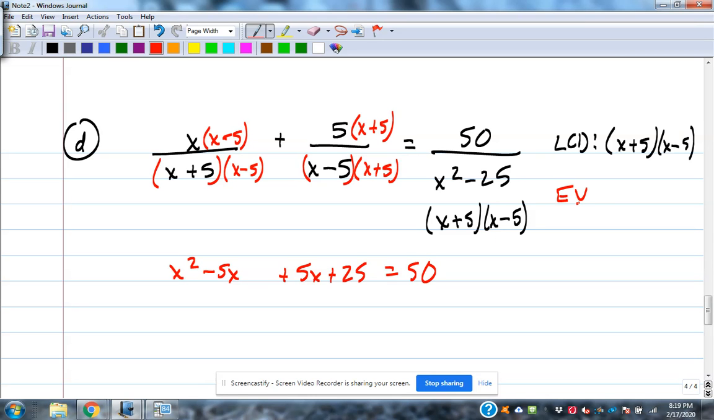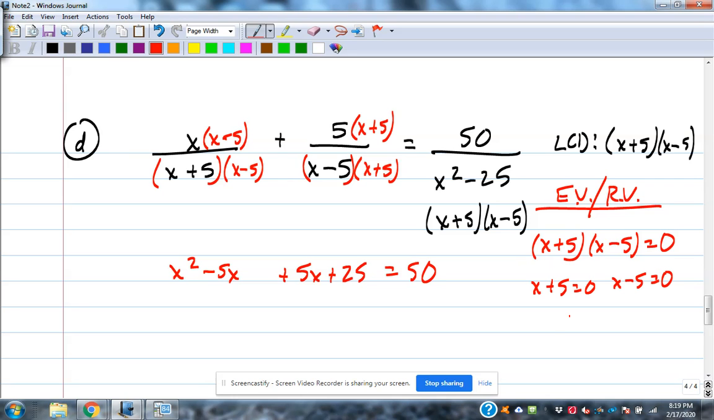Don't forget to do your excluded or restricted value, whichever one you want to call it. Set your LCD equal to 0 and end up setting each factor equal to 0. So if you want to take some shortcuts there, you can. Negative 5 and positive 5 are our restricted values. This problem has a lot of 5s in it, so I'm thinking that might come back in there.